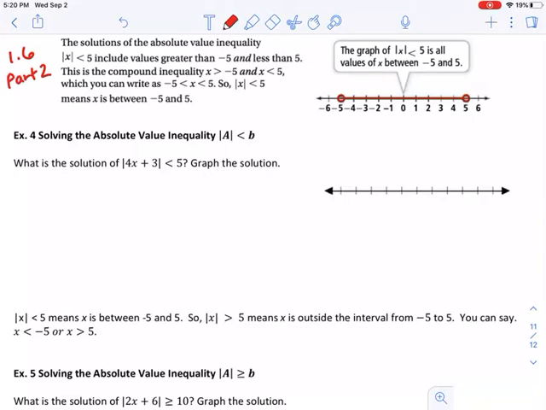So today we're looking at our absolute value inequalities, and it's a very similar concept, except we have inequality symbols instead of equal signs. It says that the solutions of the absolute value inequality, the absolute value of x is less than 5, includes values greater than -5 and less than 5. This is the compound inequality: x is greater than -5 and x is less than 5, which we can write as -5 is less than x, which is less than 5. So the absolute value of x is less than 5 means x is between -5 and 5.